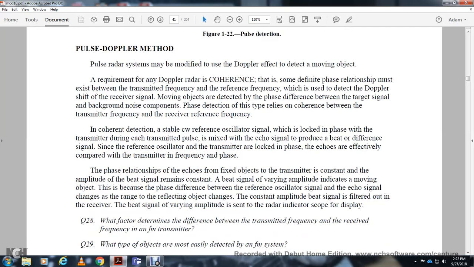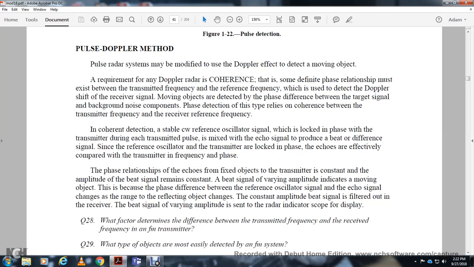Alright, the pulse radar system must be modified to use the Doppler effect in order to detect a moving object. The requirement is coherency in the Doppler radar: some definite phase relationship must be distinguished between the transmitted frequency and a radio reference frequency, in order to detect the Doppler shift in the received signal from the moving object. It detects the phase difference between the target signal and background noise components, which requires reliable coherency between the transmitter frequency and the receiver reference frequency.